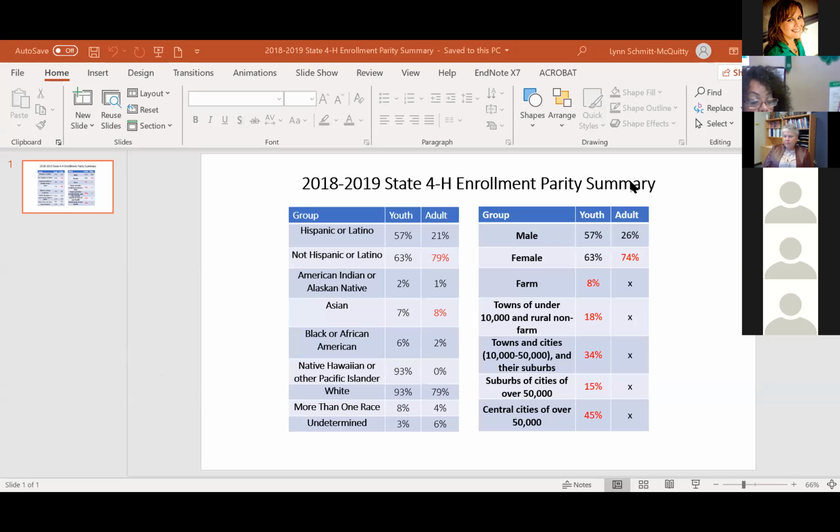So here's what our parity enrollment summary looks like for last year's enrollments. You'll see our groups, the percentage of youth, and the adults. Areas that are red were areas where we dropped in percentage. However, I do want to point out that even though we dropped in percentages, we are still within parity.